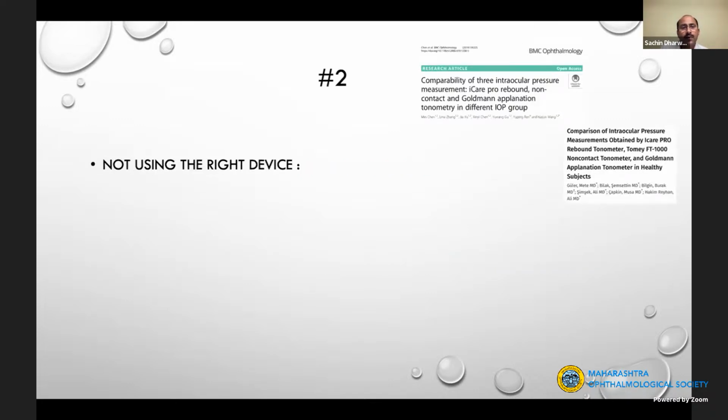Second important fallacy is not using the right device. Now, multiple devices are available in the gamut, and there are many people using different devices. But you have to remember that when you are treating glaucoma, there has to be a uniformity and a gold standard that has to be used, because the other devices have their own errors and different measurement ranges.